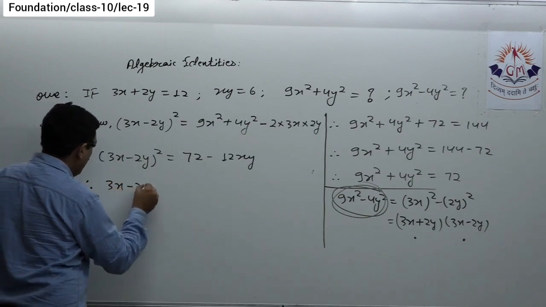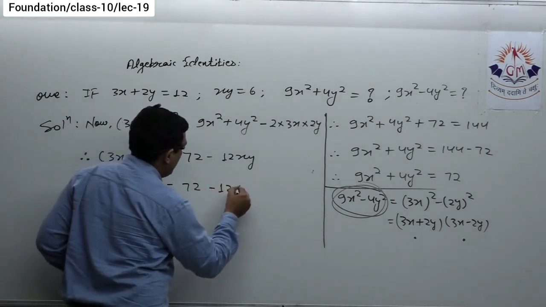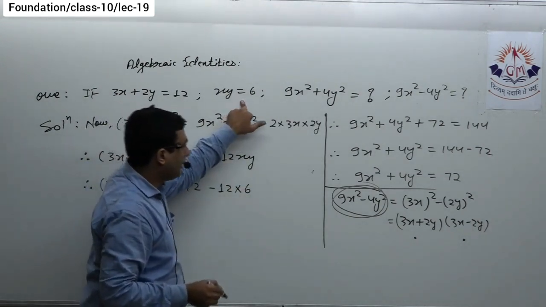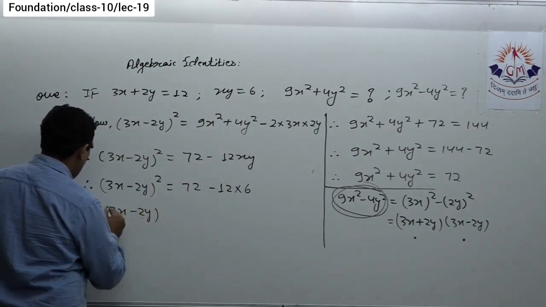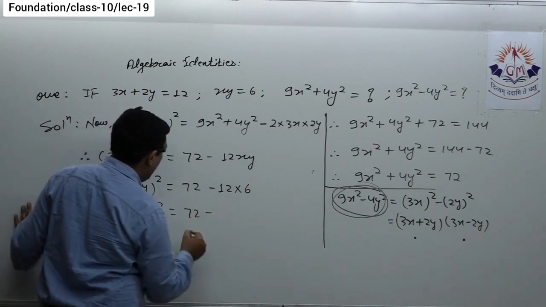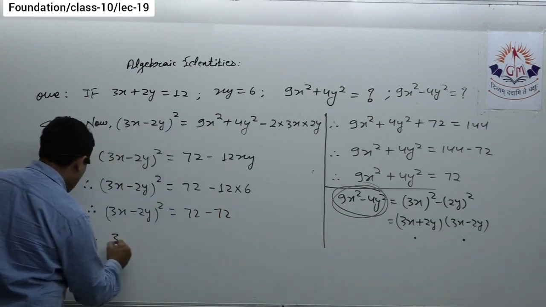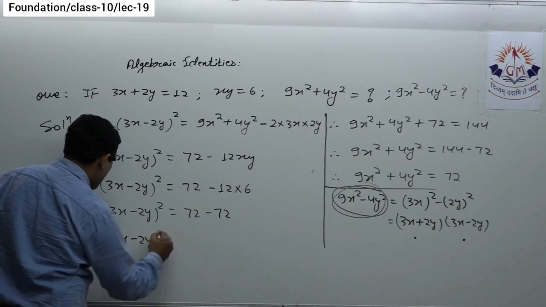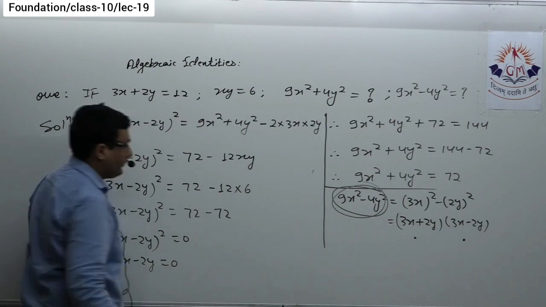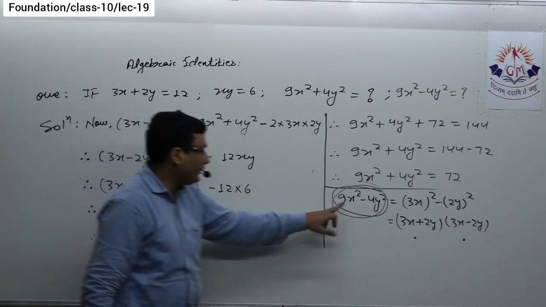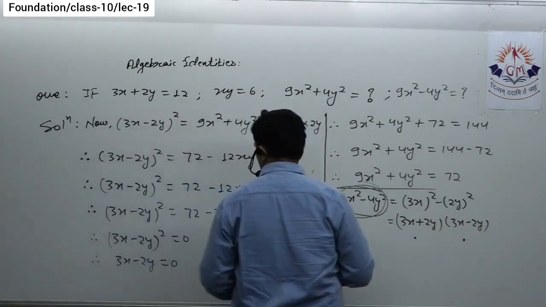So 3x minus 2y whole square is equal to 72 minus 12 into 6, because xy is equal to 6, which is already given. So 3x minus 2y whole square is equal to 72 minus 72. That means here I can say 3x minus 2y is equal to 0. So the value of 3x minus 2y is equal to 0. Here I got this value 0.